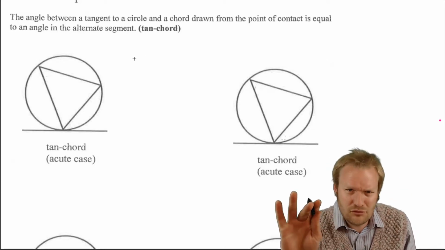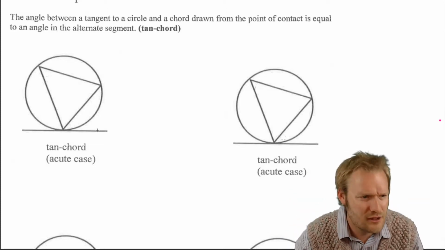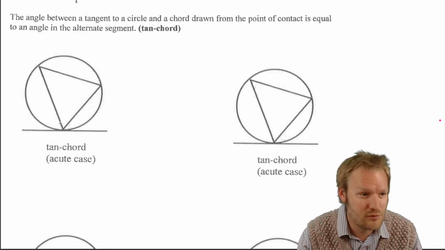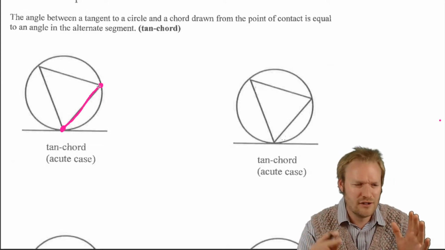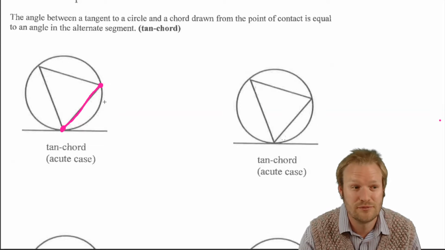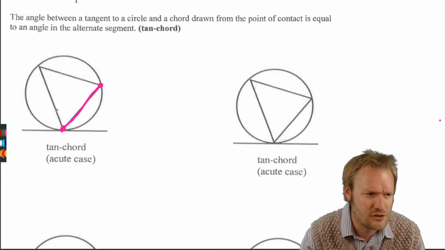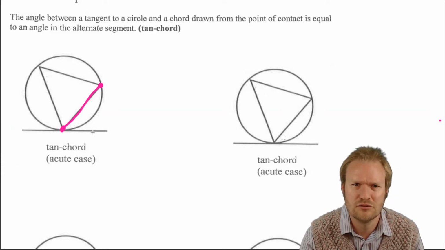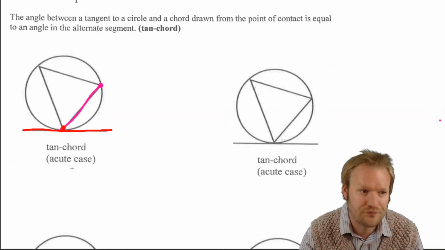What's your definition? Please don't go off and Google it. What's your definition of a chord? I'm always interested in what you've written, but in this case, I just want to get the idea of a chord as a segment that goes from one point on the circumference of a circle to another point on the circumference. So there's a chord. What makes something a tangent to a circle? Well, a tangent only touches the circle once. So here's a line, and there it is, it touches the circle.